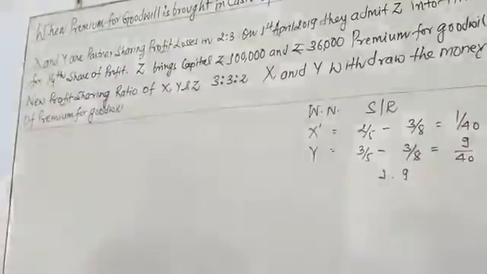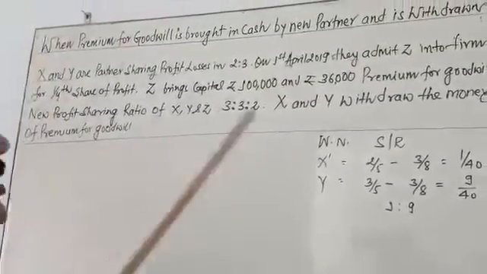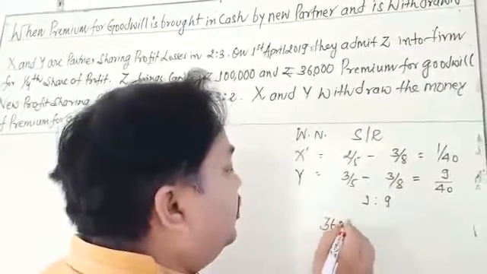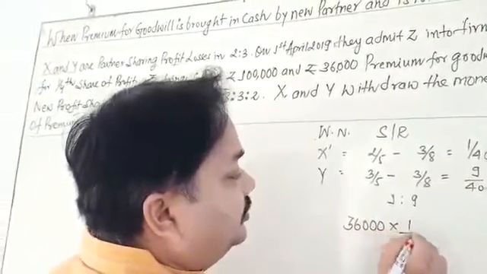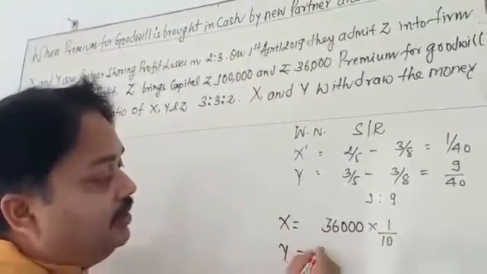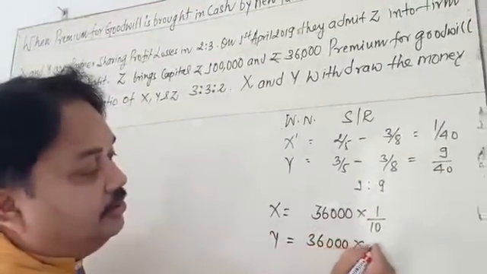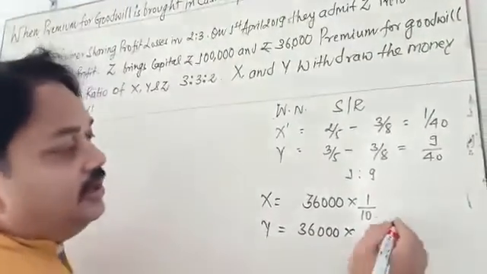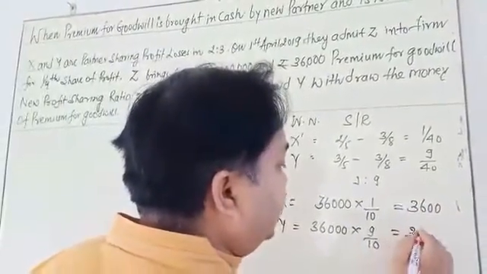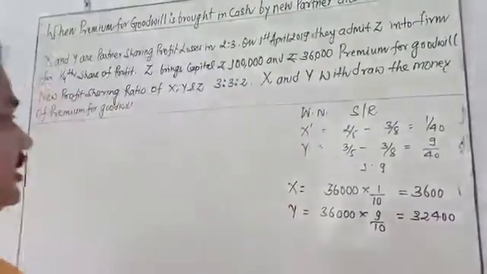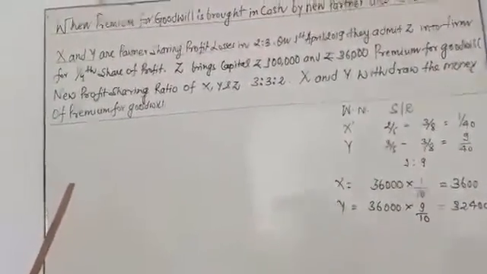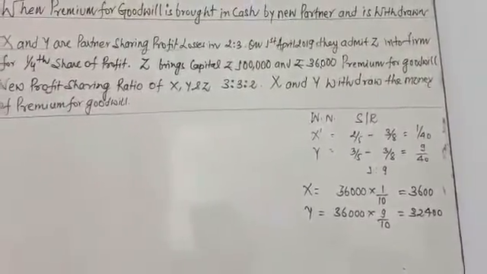The goodwill brought is 36,000 rupees. It is to be distributed as 1/10 for X and 9/10 for Y. So 36,000 into 9/10 is 32,400. This is the distribution of goodwill in the sacrificing ratio. My dear students, it is a very simple question. I am going to solve it.